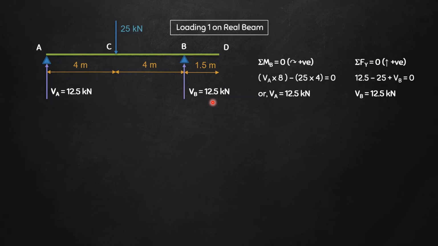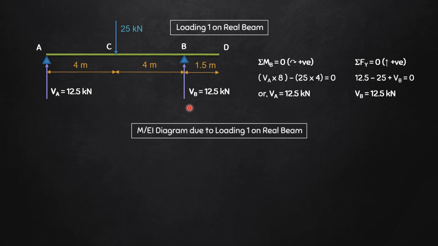All right, this is enough for us to find out the M by EI diagram due to loading 1 on the real beam. I'll find out the M values at all these 4 points and then draw the diagram. Of course, we know moment at A will be 0. Now what will be the moment at C? Moment at C will be 12.5 multiplied by 4, that is nothing but plus 50 kilonewton meter.